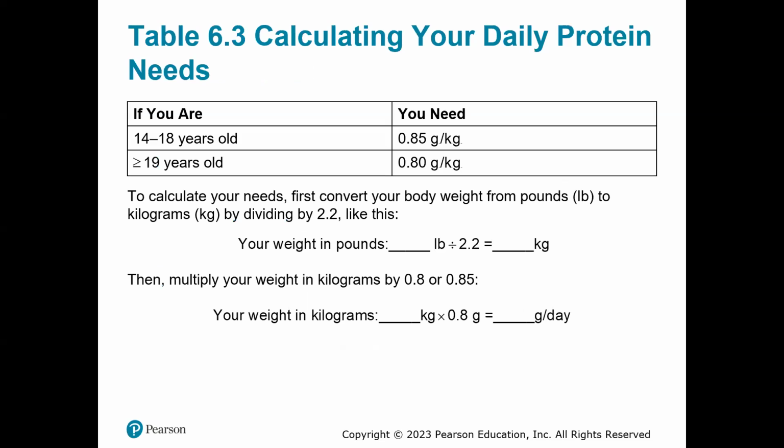All right, if you are under the age of 18, that protein need goes up. It's 0.85 grams per kilogram of body weight. The reason 14 to 18-year-olds need more, again, is that they're going through that final growth spurt. So if you're over 19, 0.8 grams per kilogram of body weight is adequate protein intake. It goes up a little bit if you're pregnant again, but to maintain, 0.8 grams per kilogram of body weight is adequate.